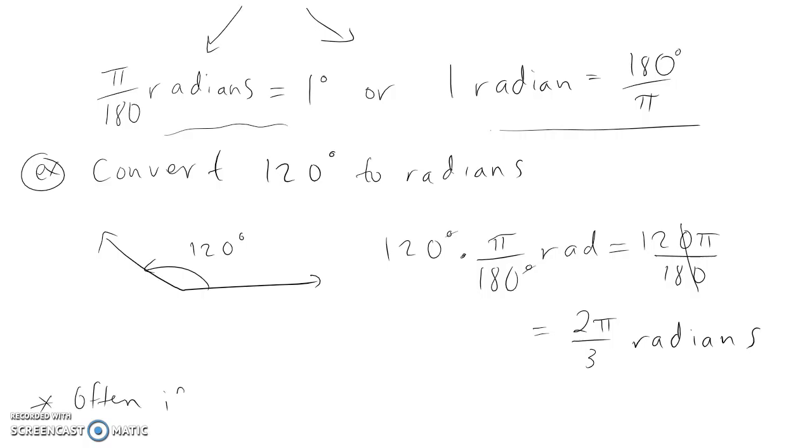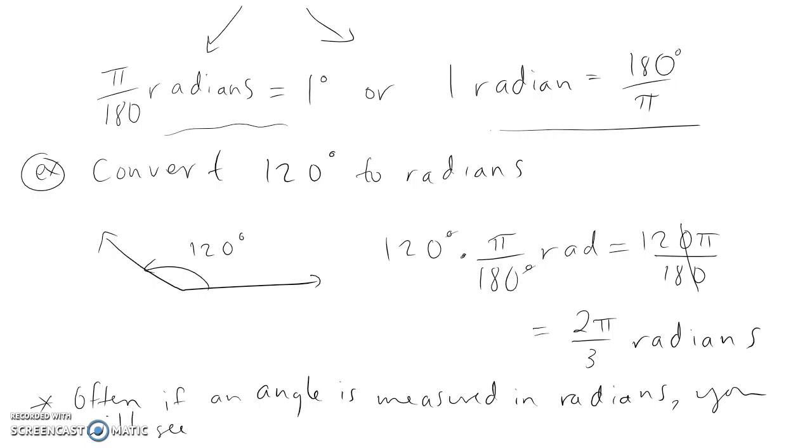One more note. Often, if an angle is measured in radians, you will see no units on the measurement. It just gets left off, and it's just understood. If it's degrees, you'll see the little circle. If it's radians, there will be nothing there.